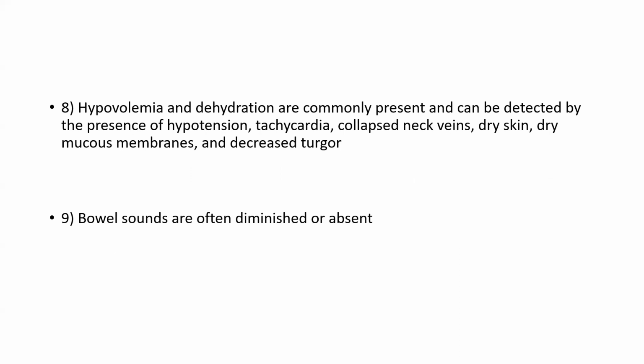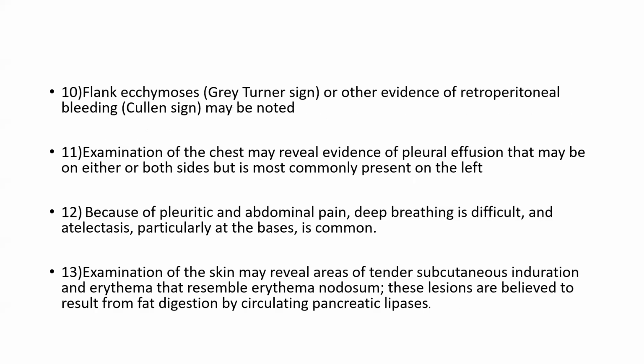Hypovolemia and dehydration are commonly present and can be detected by the presence of hypotension, tachycardia, collapsed neck veins, dry skin, dry mucous membranes, and decreased turgor. Bowel sounds are often diminished or absent. Flank ecchymosis, that is Grey Turner sign, or other evidence of retroperitoneal bleeding, that is Cullen sign, may be noted.